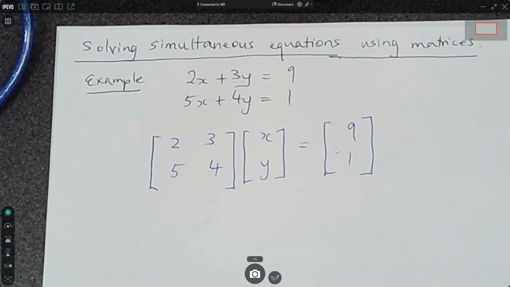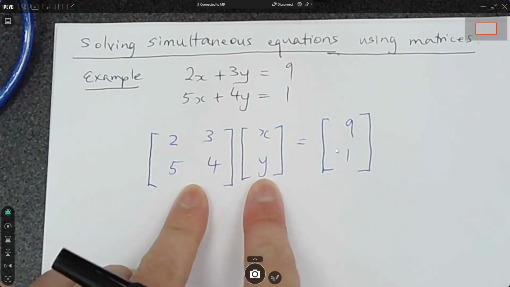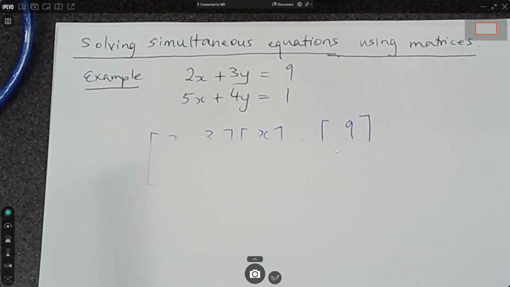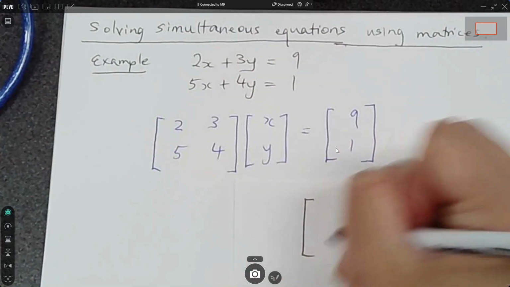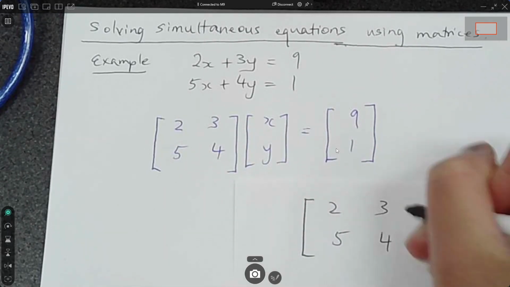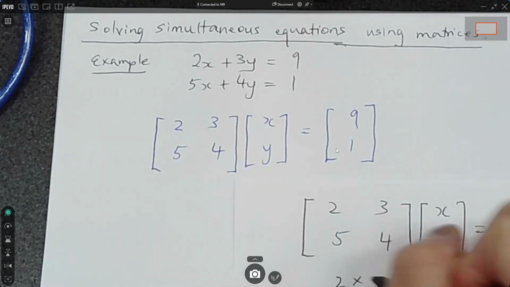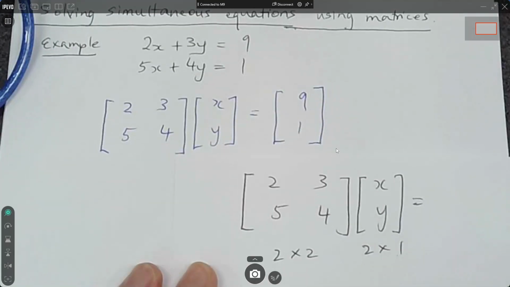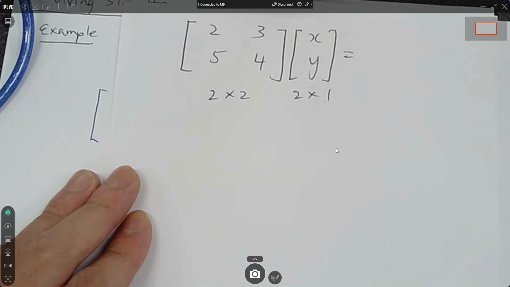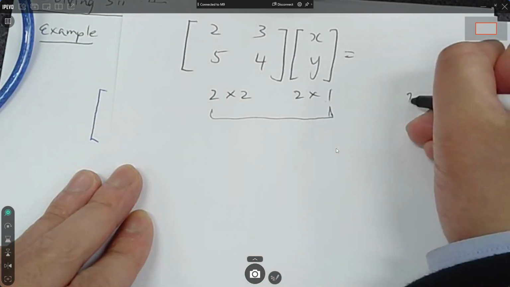I'm going to write the equations like that. You may need to convince yourselves that if I multiply these 2 matrices together, actually I'll just do it very quickly, if you're seeing this for the first time. So this is a 2 by 2 matrix, this is a 2 by 1 matrix. So my answer is going to be a 2 by 1 matrix.